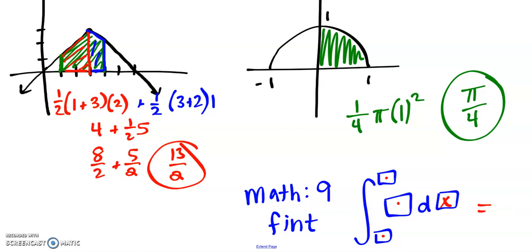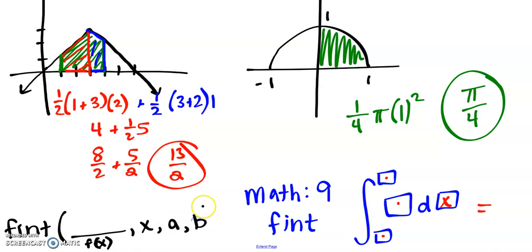If you have the older version of the calculator, you're going to show up with fnInt. You're going to type in the function, f of x, comma, x, with respect to x, from a to b. Okay, and that'll be your key notation that you need.